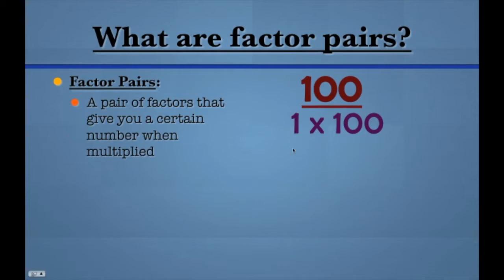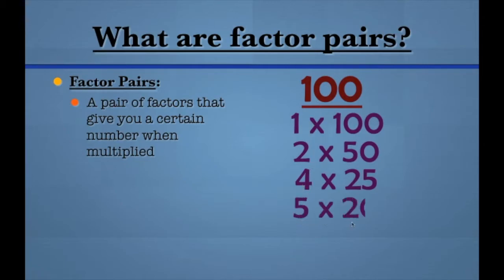And then we'll go to see if 2 is a factor. And it is, because 2 times 50 gives us 100. That's our second factor pair. Is 3 a factor? No. Is 4 a factor? Yes, because 4 times 25 gives us 100. Is 5 a factor? Yes, because 5 times 20 gives us 100.